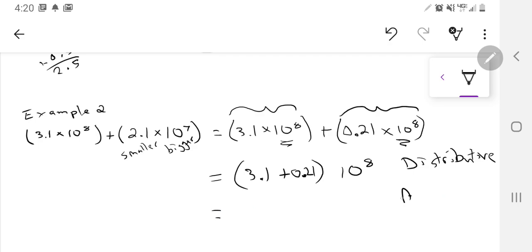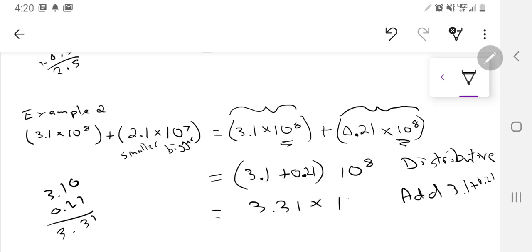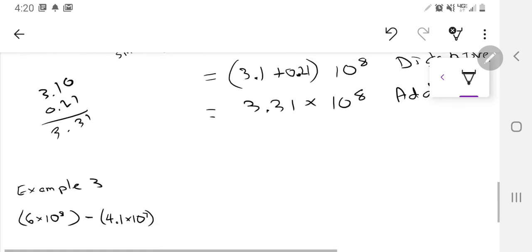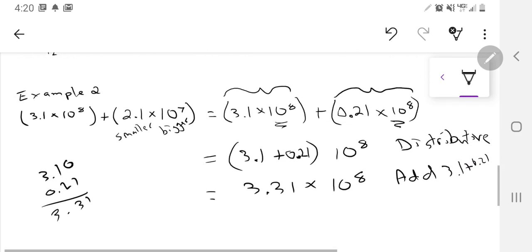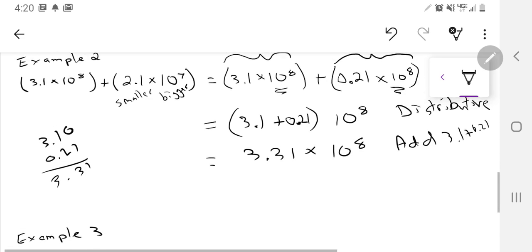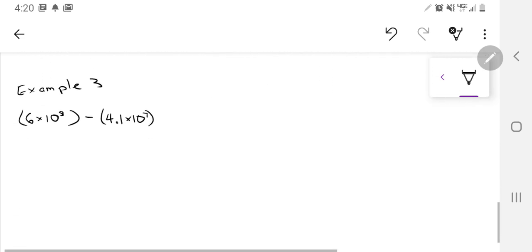All right, now we're going to add 3.1 plus 0.21, and we can do that right here. 3.1, line up the decimal, 0.21, put in my extra 0, and we get 3.31 times 10 to the 8th. There we go. Whew. I hope you're not too overwhelmed. But I've simplified these a little bit so that they're not such hard numbers to work with. Hopefully we can follow the process and do just fine.